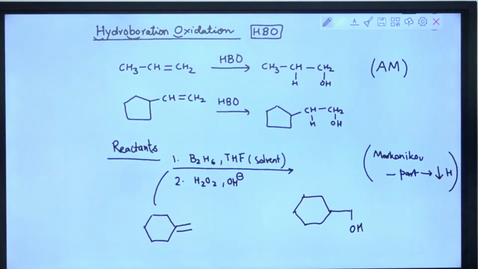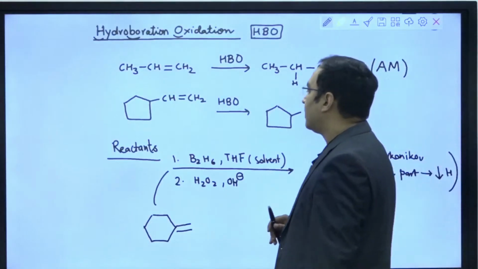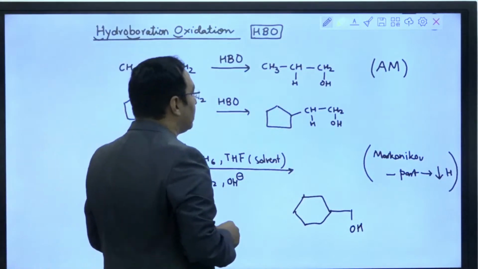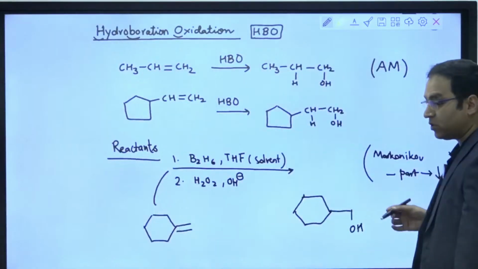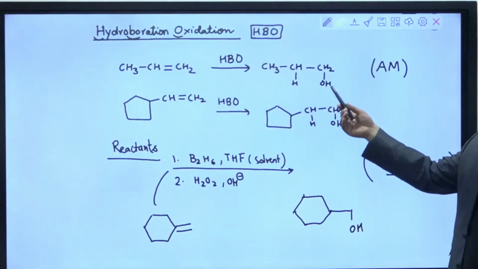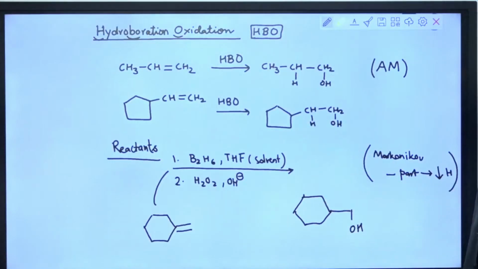No, it's not correct. So let's see why this reaction is becoming anti-Markovnikov. So we'll take a reactant. So let's take this reactant, CH3CH=CH2 and try to do this mechanism. I hope all of you have copied this whole thing. Yeah, take your time. Yeah, they're all anti-Markovnikov. All are HBO.